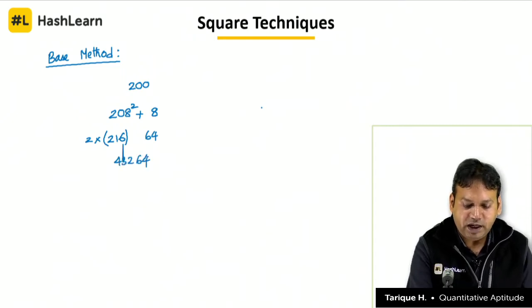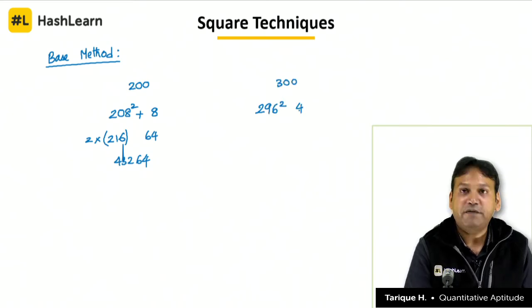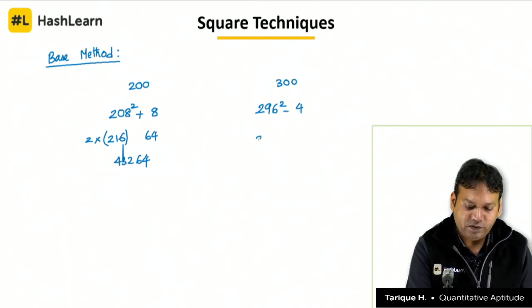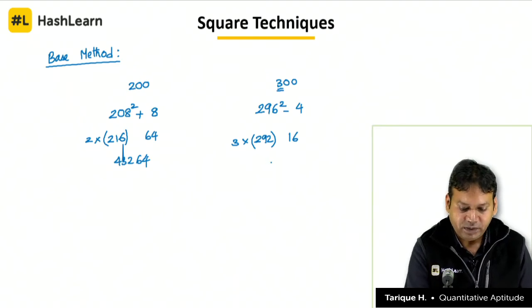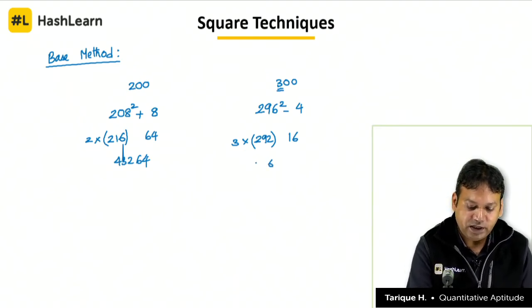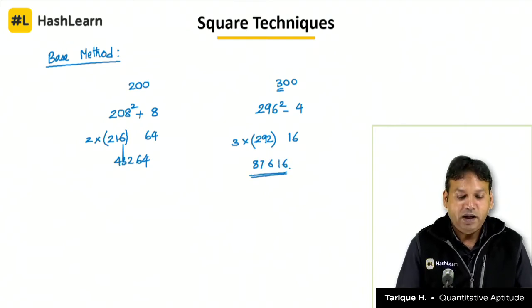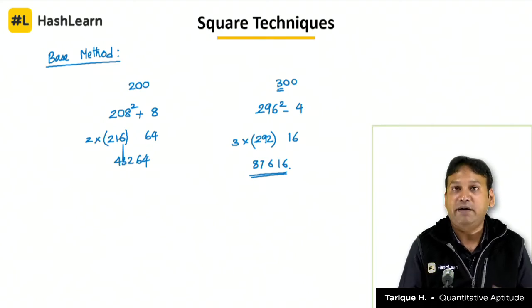Suppose we take the number as 296 square. Now, what will be the base here? 300. How much less than 300? 4. 296 minus 4 is 292, and 4 square is 16, but this number must be multiplied with 3 because the base is now 300, that is 3 times 100. So, 6 and 3 into 29 is 87. So, 87616.